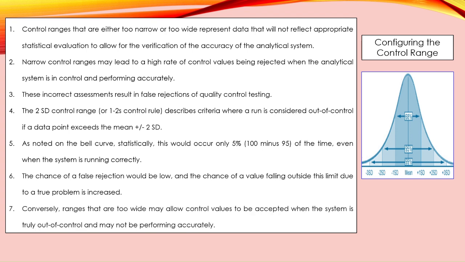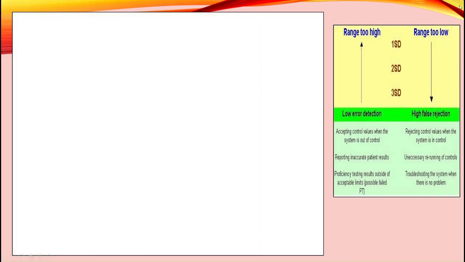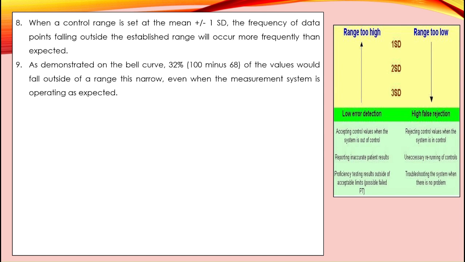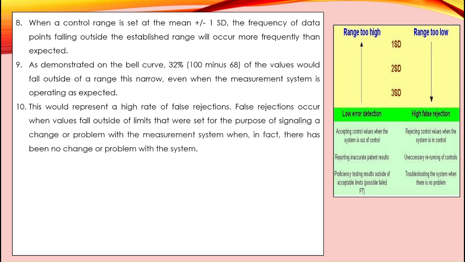7. Conversely, ranges that are too wide may allow control values to be accepted when the system is truly out of control and may not be performing accurately. 8. Control range is set at the mean plus or minus 1 SD. The frequency of data points falling outside the established range will occur more frequently than expected. 9. As demonstrated on the bell curve, 32%, 100-68, of the values would fall outside of a range this narrow, even when the measurement system is operating as expected. 10. This would represent a high rate of false rejections.